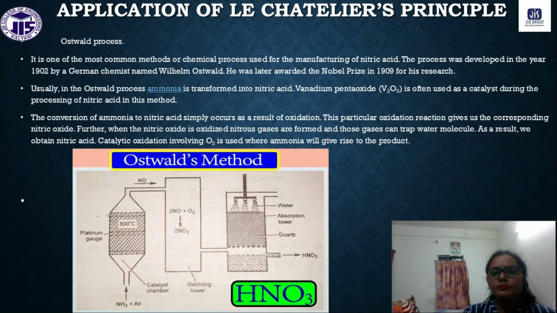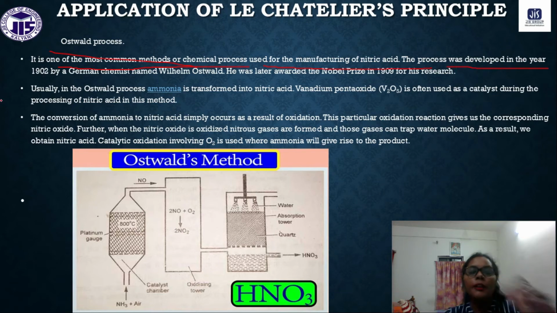Okay. Now we will discuss the Ostwald process. The Ostwald process is generally used for the production of HNO3, that is nitric acid. Okay, it is one of the most common chemical processes used for the manufacturing of nitric acid. The process was developed in the year 1902 by a German chemist named Wilhelm Ostwald. He was later awarded the Nobel Prize in the year 1909 for his research.